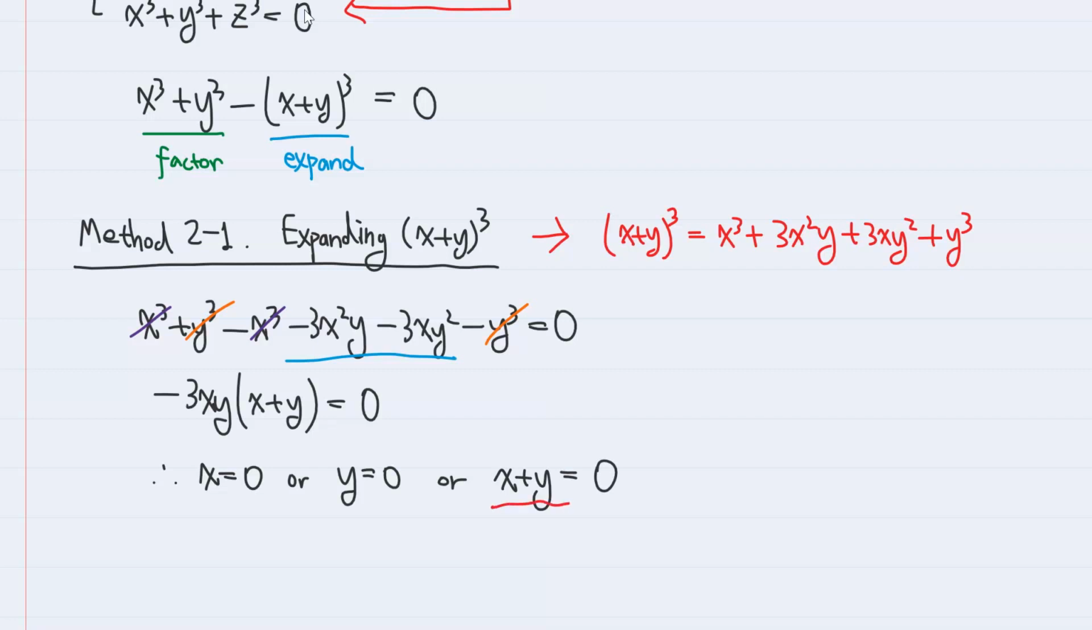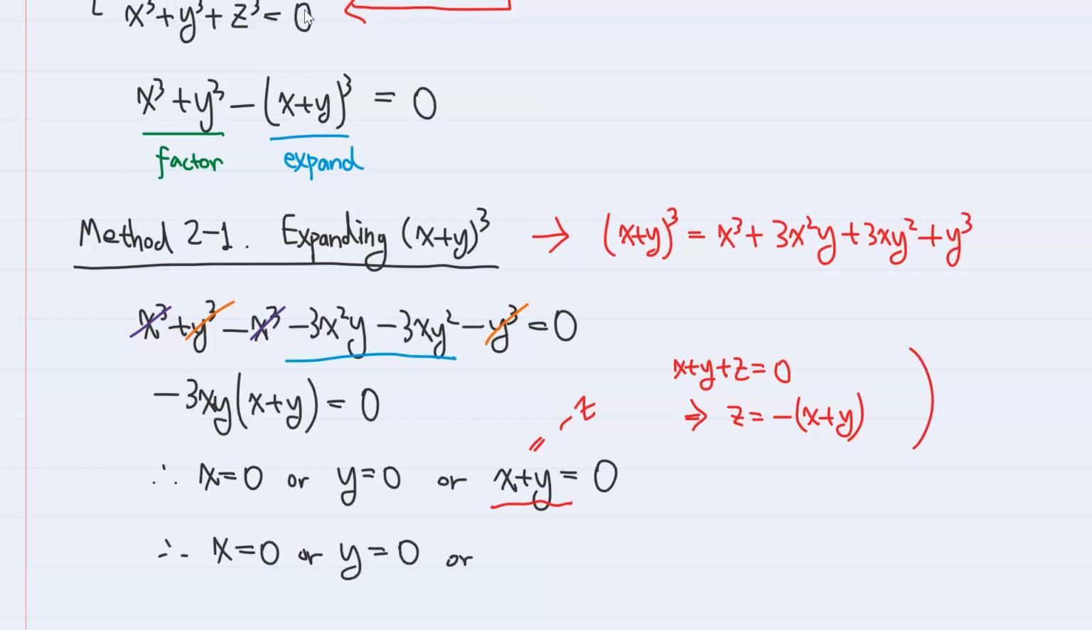And here this x plus y equals minus z, from here. So we have x equals 0 or y equals 0 or z equals 0.